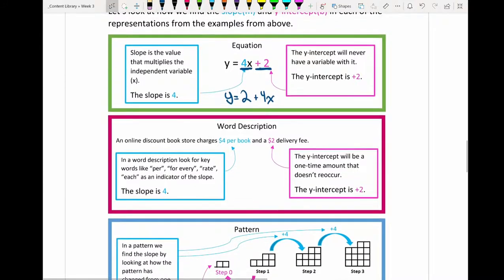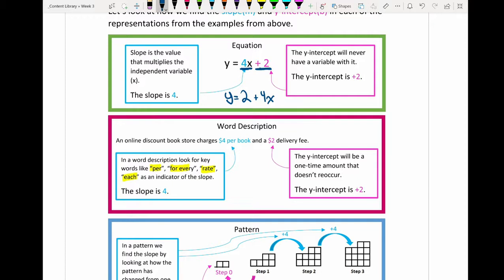In a word description, an online discount bookstore charges $4 per book and a $2 delivery fee. When we're looking for the slope, or the m value, look for a word description, or look for keywords such as per, for every, the rate, or each. And that's usually a good indicator of the slope, right? Because in this case, we're talking about $4 per book, or it's going to increase every time we have one book. Or every time we add a book, it's going to increase by 4.